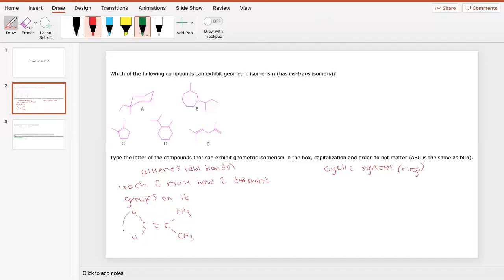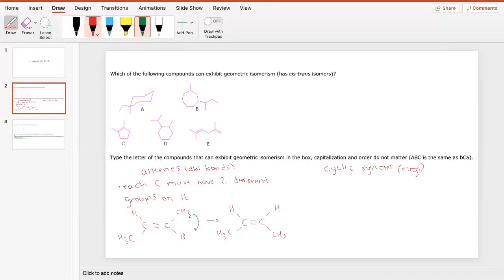is that the two substituents on the carbon could switch, and we'd see a different structure. If this hydrogen switches with the other one, we still have the same alkene with a carbon attached to two hydrogens. In order for this to work as a geometric isomer, we need this carbon to have two different groups and this carbon to also have two different groups.